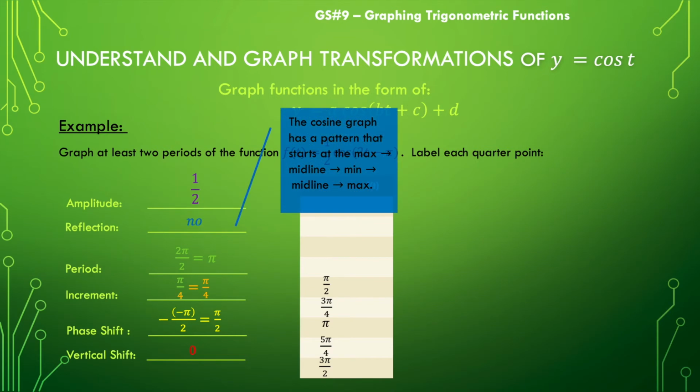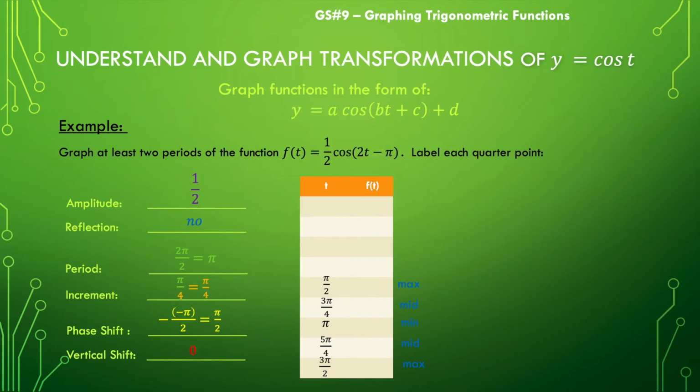Now we're going to recall the pattern of the cosine graph. Remember that it starts at the max and then goes to the middle, then down to the minimum, back to the middle, and then back to the max. So this has a slightly different pattern than sine. We fill in all those middle points with our vertical shift, which is 0, and then use our amplitude to find the max and the min. We add 1/2 to find our max and subtract 1/2 to find our mins.